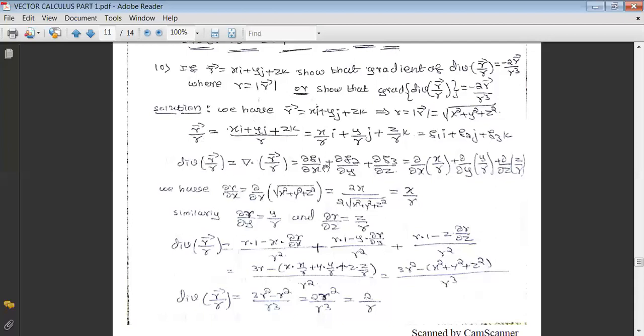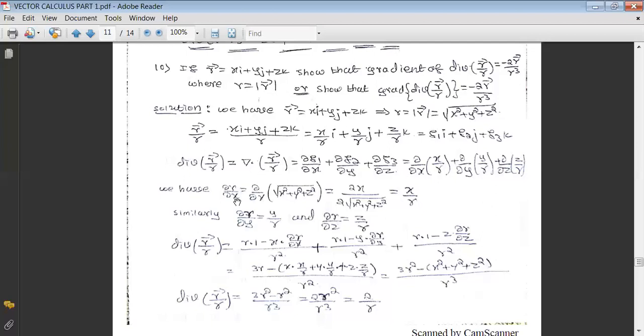that is given by the partial derivative of first component with respect to x plus partial derivative of second component with respect to y plus partial derivative of third component with respect to z. And it is partial derivative of first component x by r with respect to x plus partial derivative of second component y by r with respect to y plus partial derivative of third component z by r with respect to z.